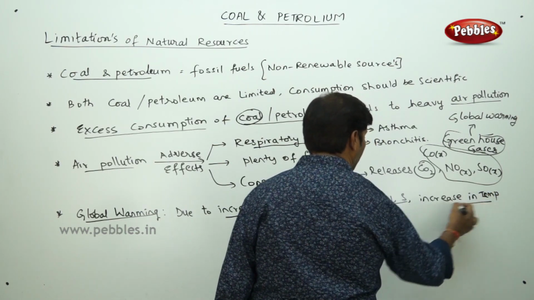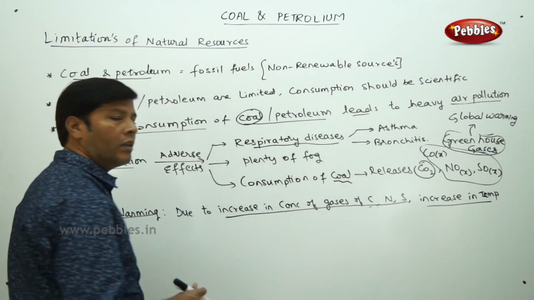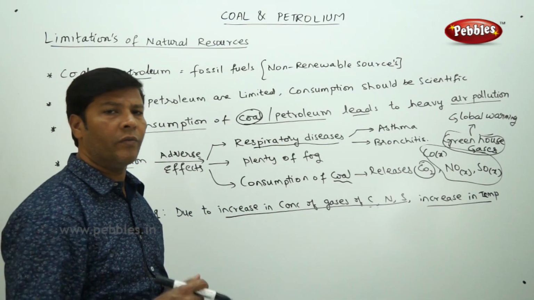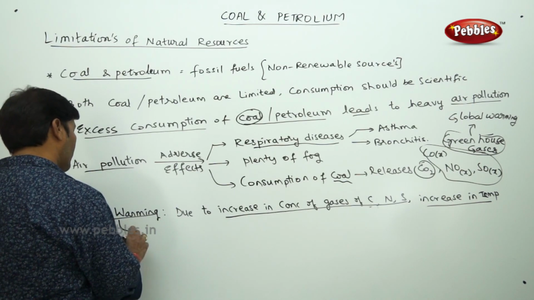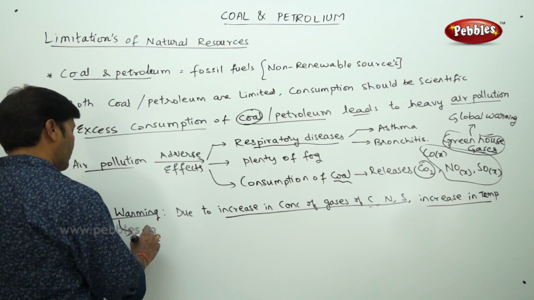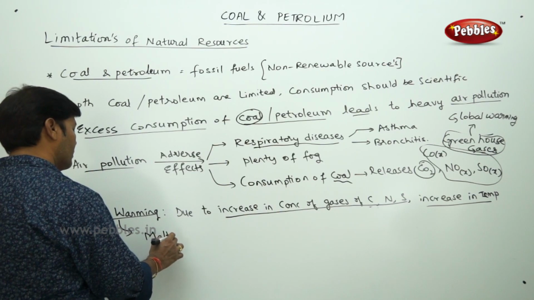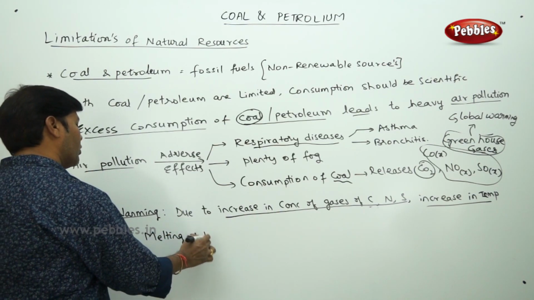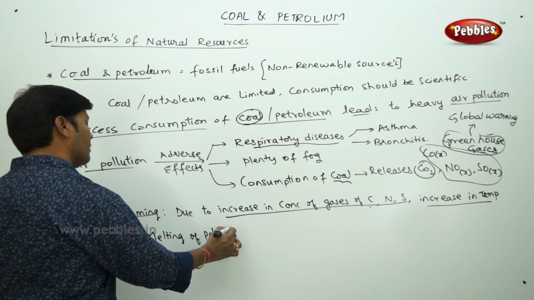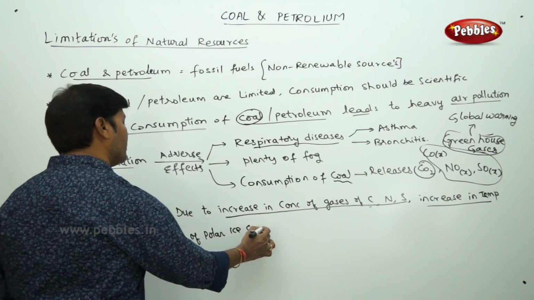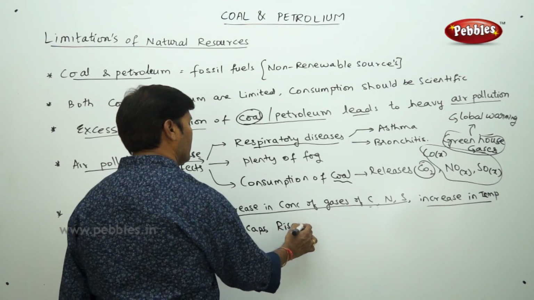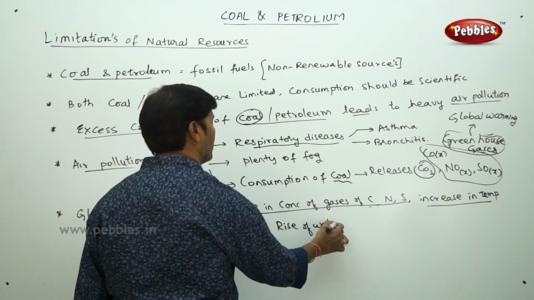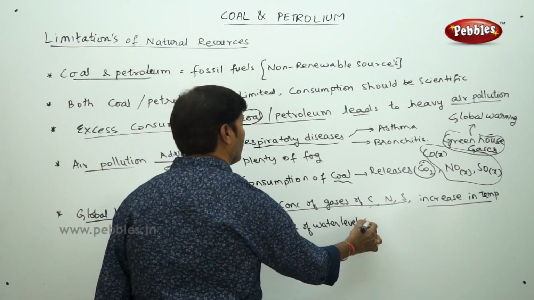When the temperature increases, we have to face very irreparable consequences, like melting of polar ice caps. Consequences because of global warming lead to melting of polar ice caps and rise of water level in oceans.